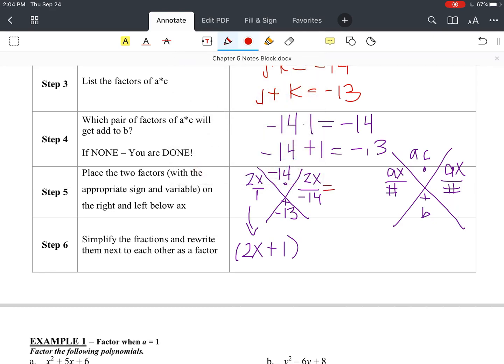2x divided by negative 14 simplifies. Hopefully you recognize that 2 goes into both 2 and negative 14. So I leave my x on top, and my negative always needs to stay on the bottom, even if it's just a 1 on the bottom. So dividing the top by 2, I'm going to get 1x. Dividing the bottom by 2, I'm going to get negative 7. Well, that fraction becomes x minus 7.